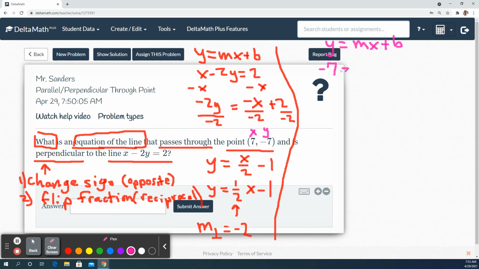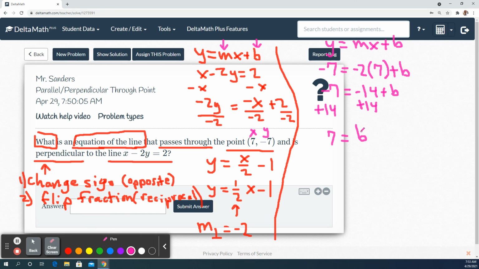So y is negative 7. Negative 2 is our new slope. That's perpendicular to the original. X is 7. And B is what we're looking for. Remember, M and B are our parameters, or the numbers that we need. X and Y are variables. They stay the same. All right, simplify. Negative 7 equals negative 14 plus b. Add 14, add 14, and we get 7 equals B.